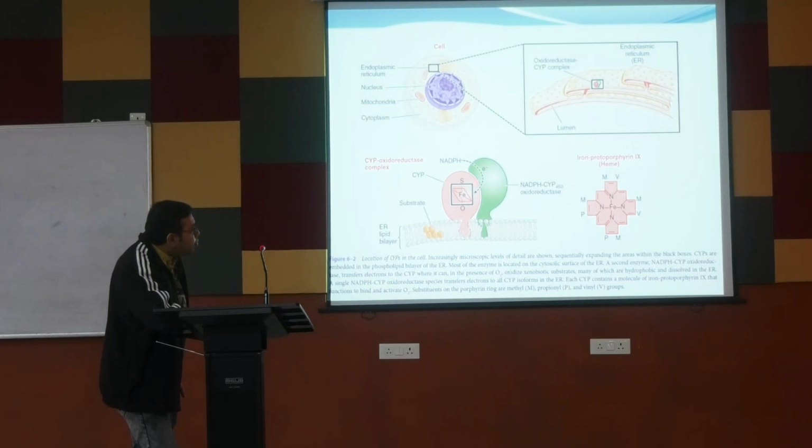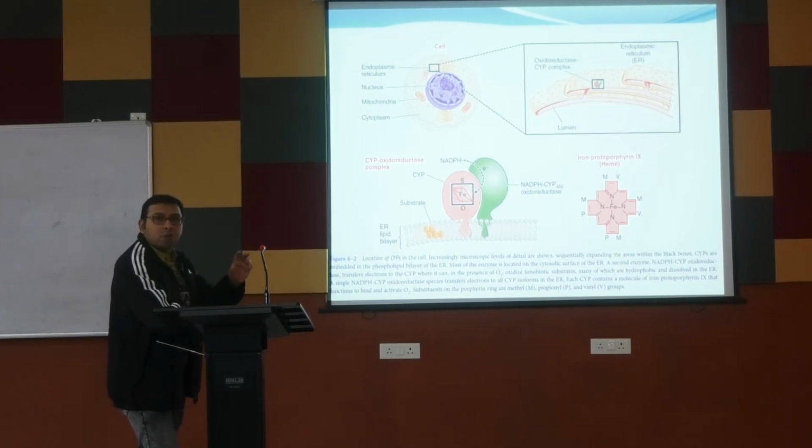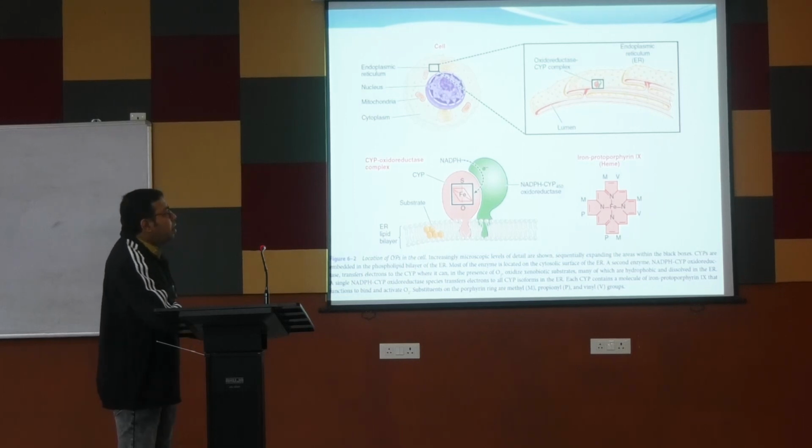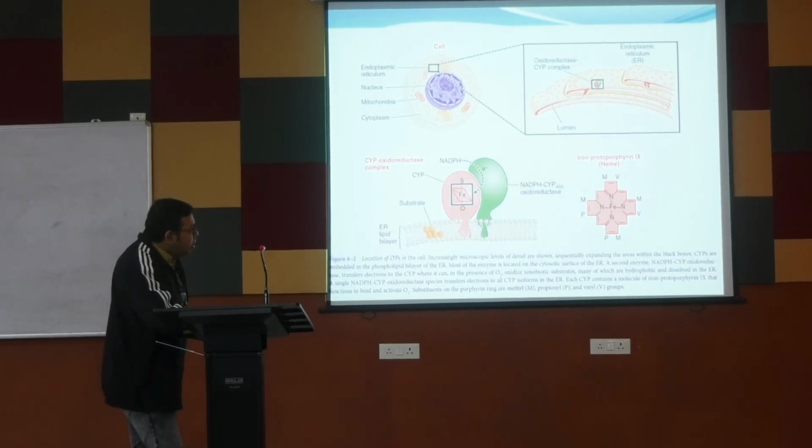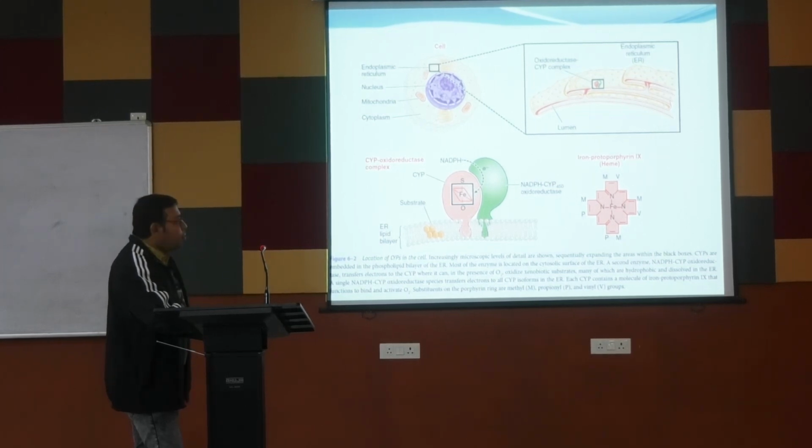This heme structure is present within the cytochrome oxidoreductase complex. So the heme structure is basically an iron complex. Iron is combined with 4 nitrogen atoms, and in this structure there are different types of side chains. The side chains may be vinyl or methyl or propionyl, and this structure is embedded within this cytochrome substrate, and there is an NADPH enzyme also.